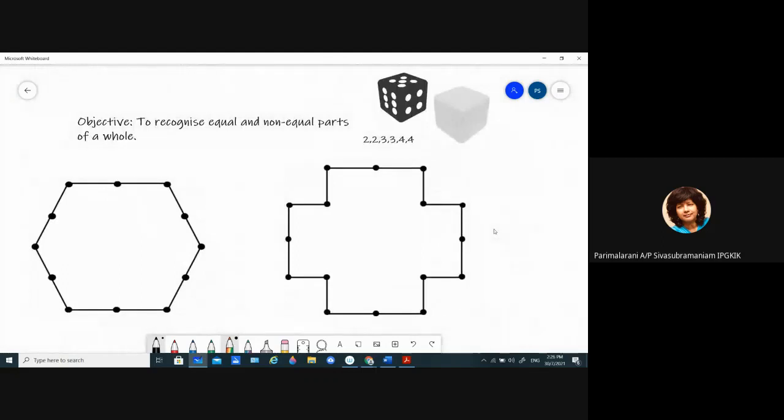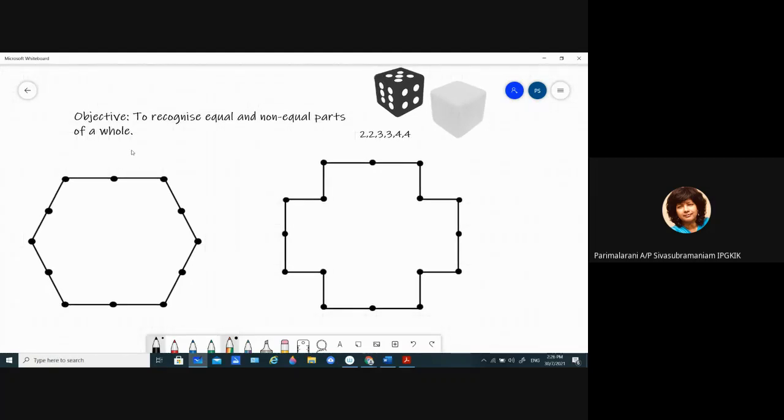When we teach in class, we can also use a lot of games to reinforce the concepts that we teach. Games are a good way to teach in class. Some children learn very fast through games. This is actually an activity. I just want to introduce you to this game. The purpose of this game is to recognize equal and non-equal parts of a whole. So we want to teach them equal and non-equal parts.